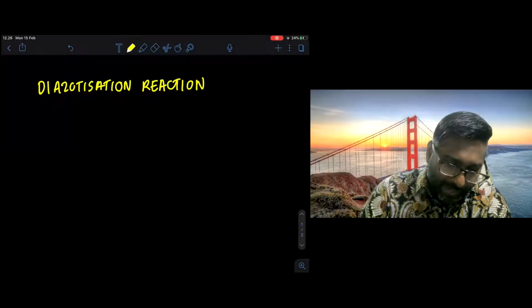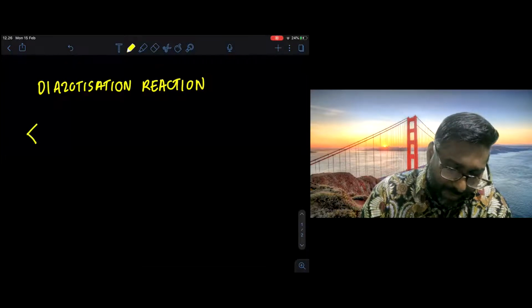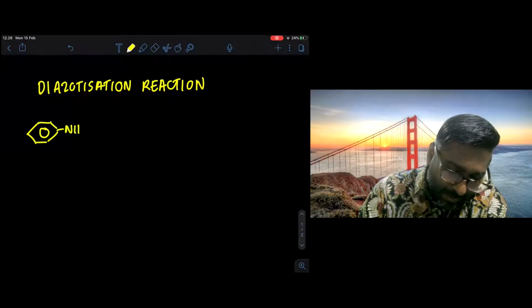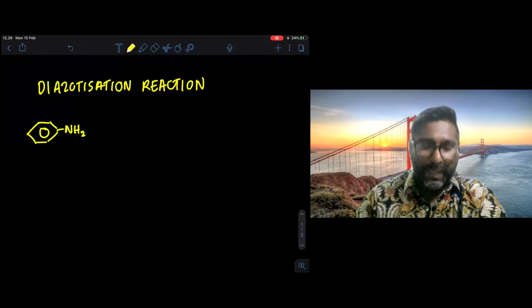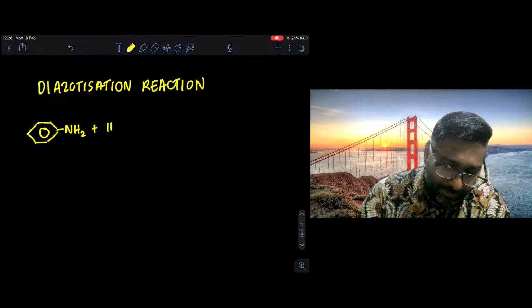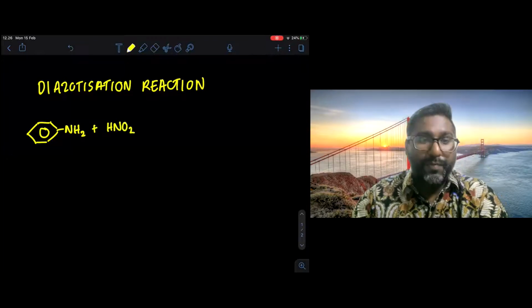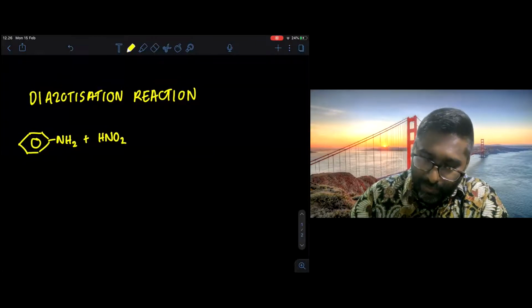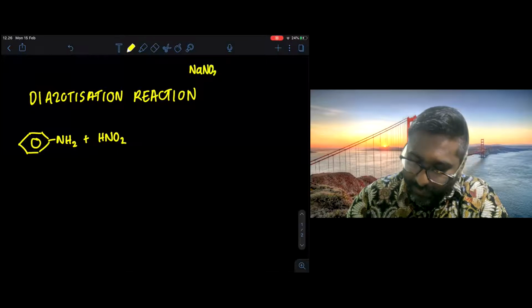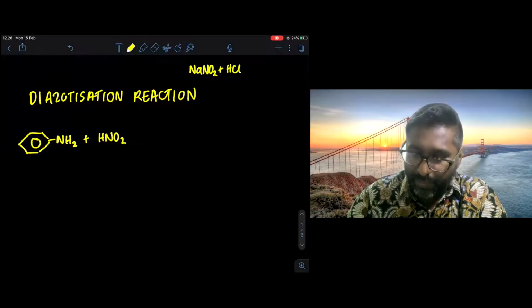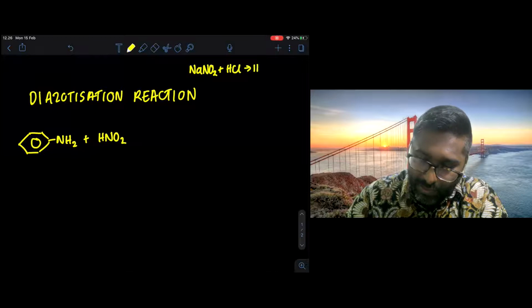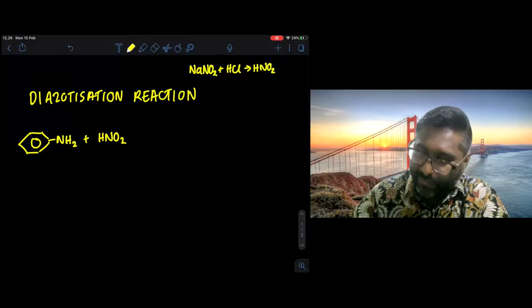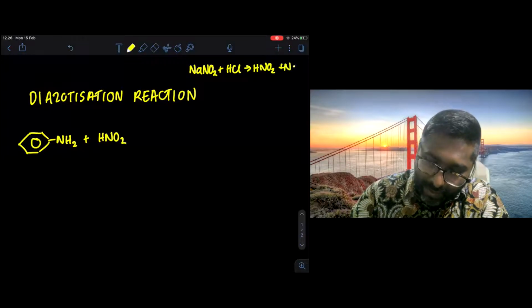In order to have a diazotization reaction, we are going to need a phenyl benzene, and this phenyl benzene needs to react with nitrous acid. We produce nitrous acid using this reaction over here. So we have NaNO2 with concentrated HCl. They are going to give you HNO2, which is the nitrous acid, and NaCl.